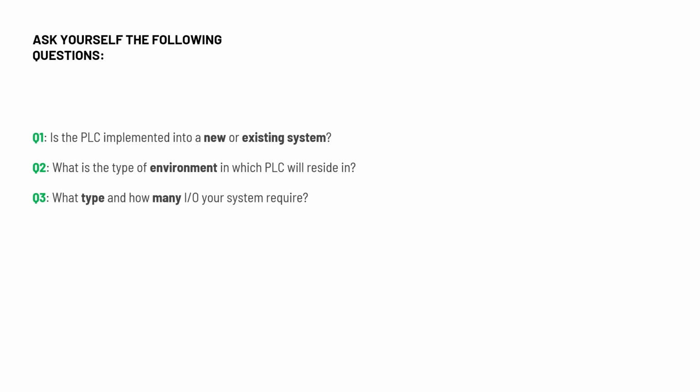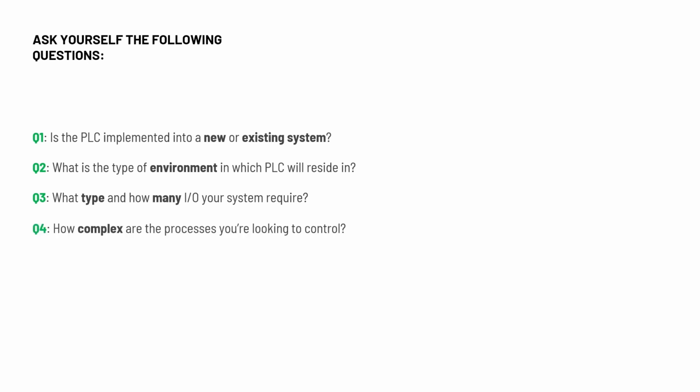Third question would be, what type and how many inputs and outputs are needed in your system? First, you need to define if inputs and outputs have to be discrete or analog. Secondly, how many inputs will you have in the system and how many things have to be controlled and connected to the output rack of the PLC? This is one of the questions with which you are defining the system's dimensions.